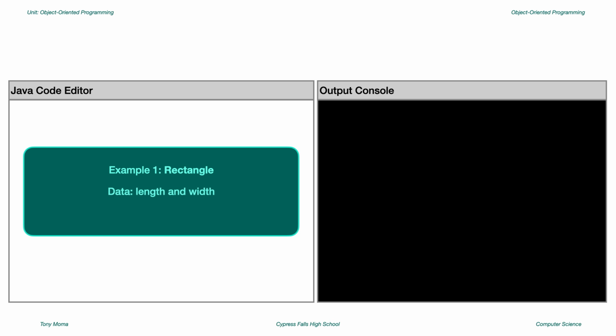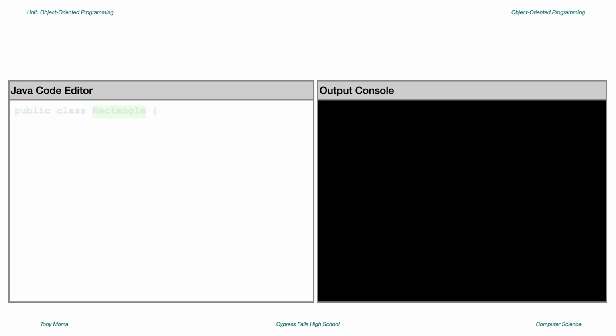Next, I need to decide what actions do I want my rectangle to be able to perform on this data. For this example, we'll simply say compute the perimeter and the area of the rectangle. So let's write the code for it. The first line, we put public class, then rectangle. Anytime you're creating a new class, you're always going to begin with the keywords public class. That's not going to change. What changes is what follows. For this example, we're creating a rectangle class, so rectangle is what we're going to type.